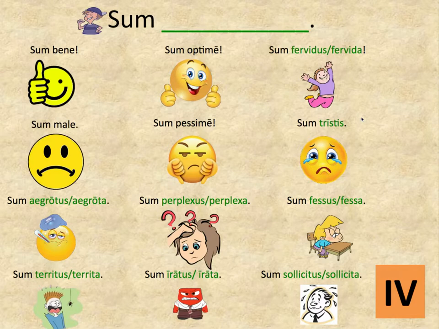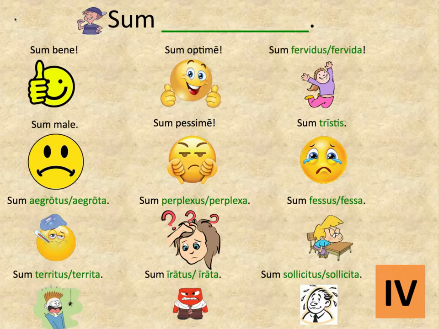someone know how you're doing. Sum bene, point to yourself, thumbs up. Sum optime, point to yourself, two thumbs up. Sum perplexus, point to yourself, shrug your shoulders. I don't know what's going on. All right. Make sure to go through those multiple times and practice.